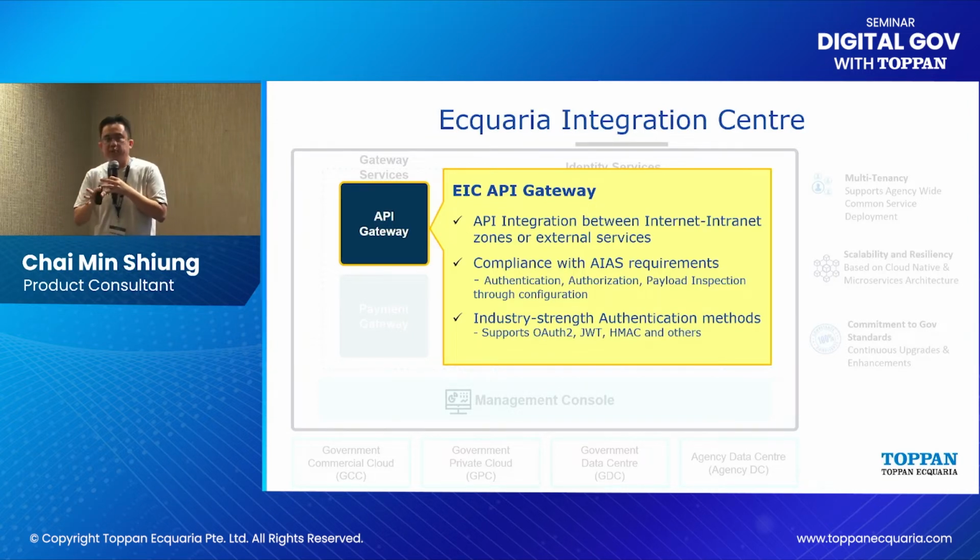So other products might require you to write scripts or perform payload inspection, and you may need a developer, but for us, it's very simple. Just go into the EIC console and do some predefined configuration rules. You'll be able to inspect and make sure that whoever makes the API call is a valid and not a malicious one.